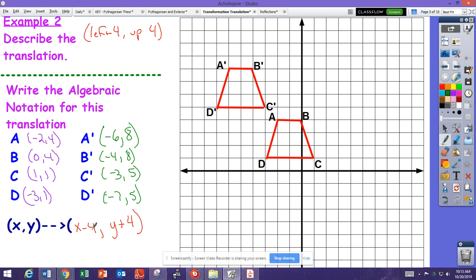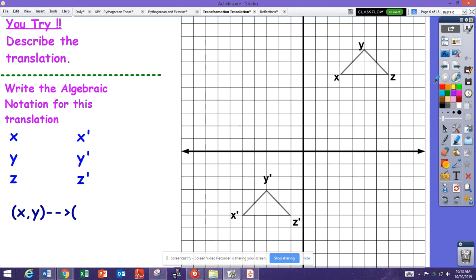Right? So really, I'm just following the notation rules to come up with the new points. And then I can verify those just to make sure. Is point A prime at -6, 8? Well, let's see. 1, 2, 3, 4, 5, 6. 1, 2, 3, 4, 5, 6, 7, 8. Right? So I'm just using the addition and subtraction from the notation, and then I can know where the other points are. And here's a you try. I want you guys to try to describe the translation just in words, then write the notation for it, and then you can plot your points or verify where the points are.